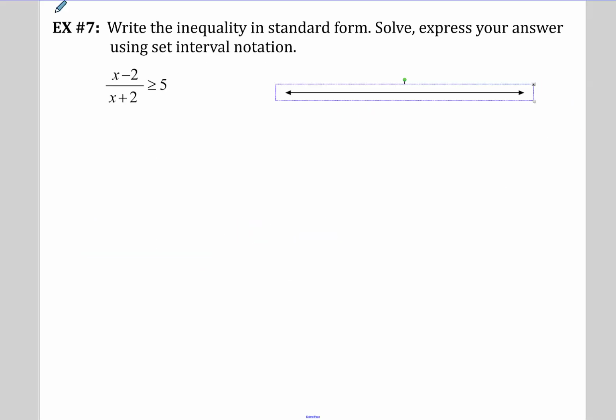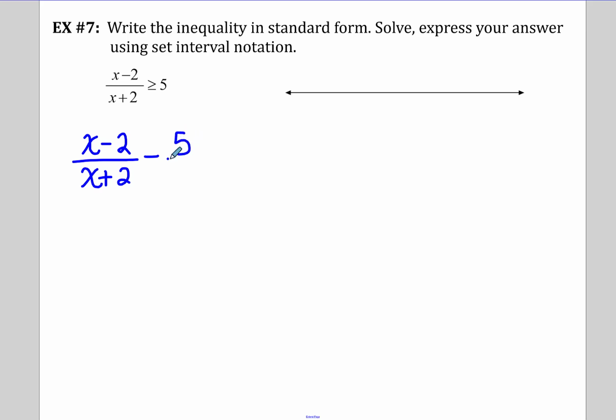In example 7, can you write the inequality in standard form? So this one's a little more complicated. We have to subtract 5, and we also have to get a common denominator. So our common denominator would be x plus 2. After we subtract 5, we've got to have x plus 2 in the bottom to be able to subtract them. So we need an x plus 2 least common denominator, and subtracting 5 leaves 0 over here.